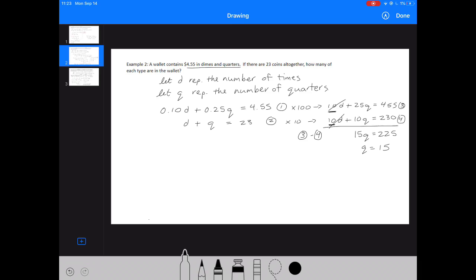So now I have my value for Q, and I'm going to substitute Q equals 15 back into my second equation. D plus Q, which I think is 15, equals 23. And that's going to leave me with D equals 8. So therefore, there are 8 dimes and 15 quarters.